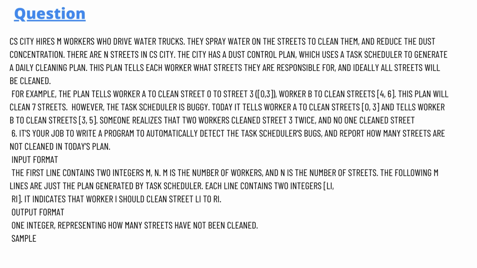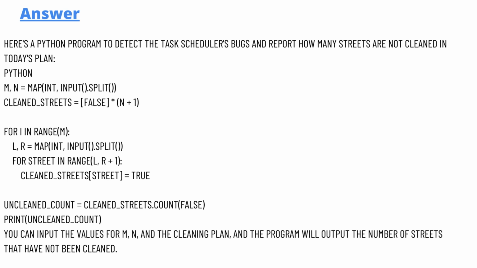The input format that we have here is: the first line contains two integers m and n, where m is the number of workers and n is the number of streets. The following lines are the plan generated by the task scheduler. Each line contains two integers, li and ri, which indicate the worker should clean the streets li to ri. The output format is one integer representing how many streets have not been cleaned.